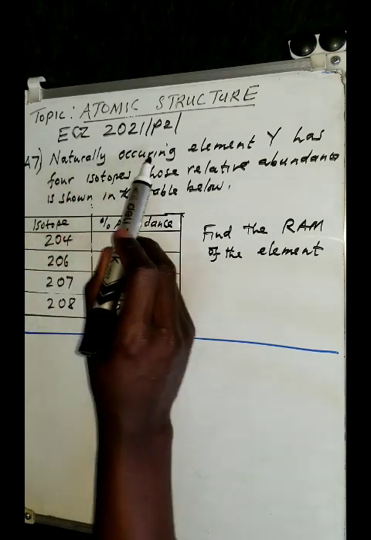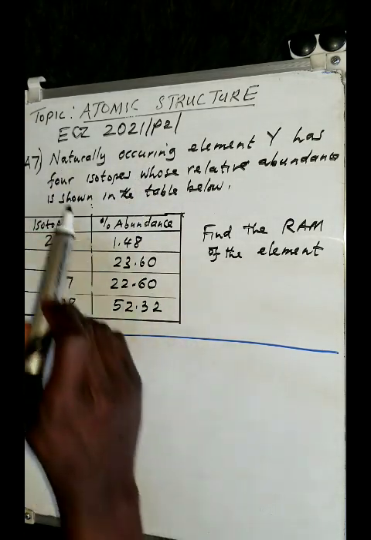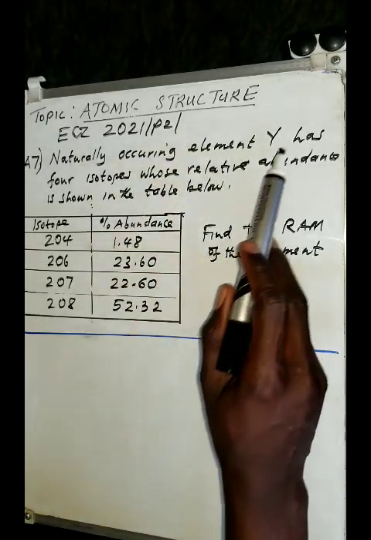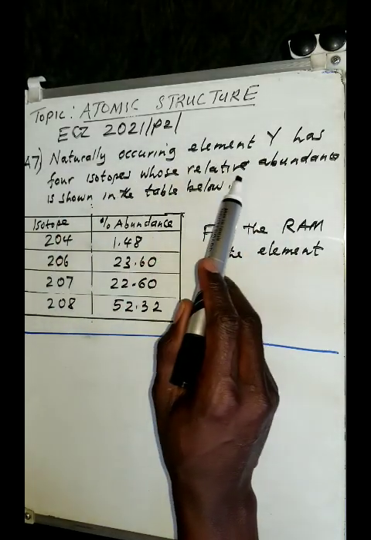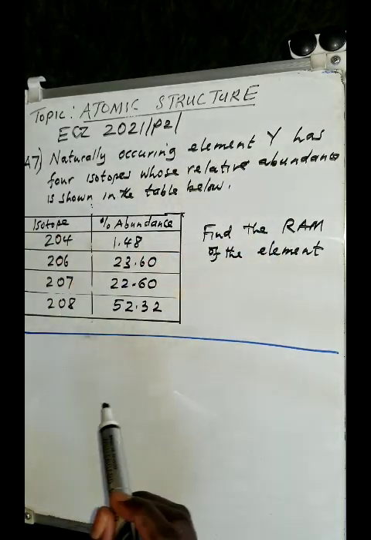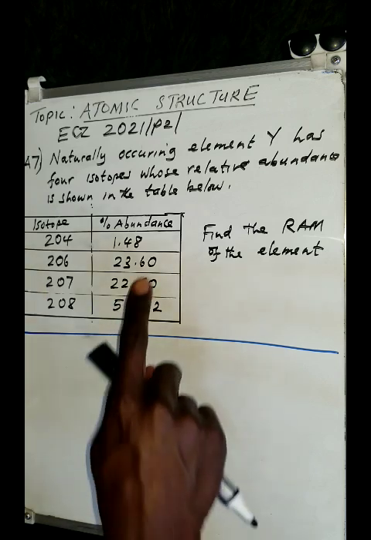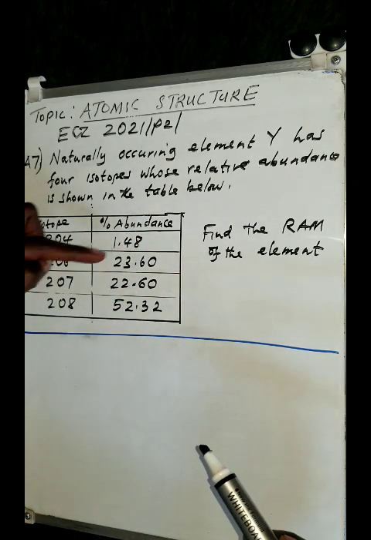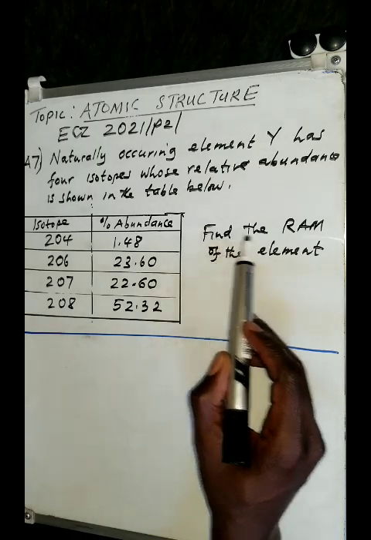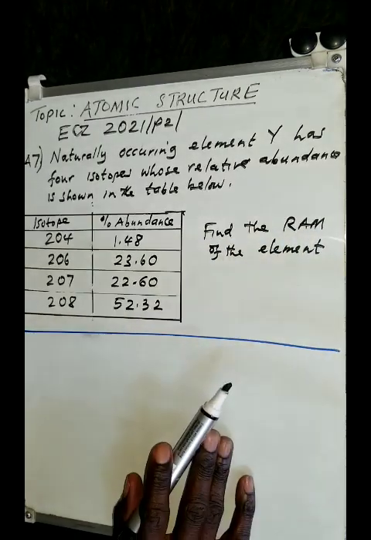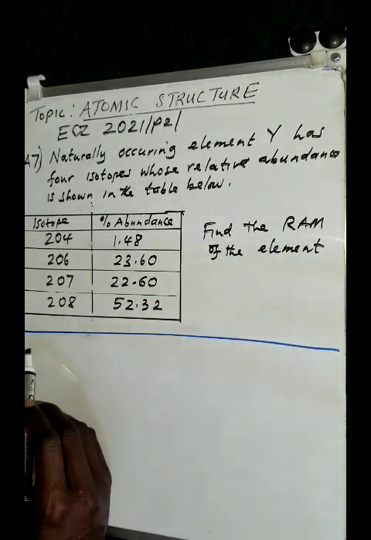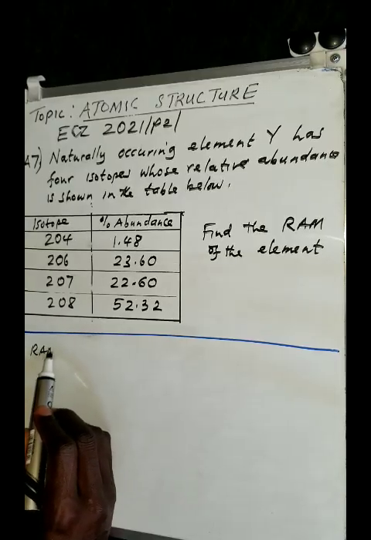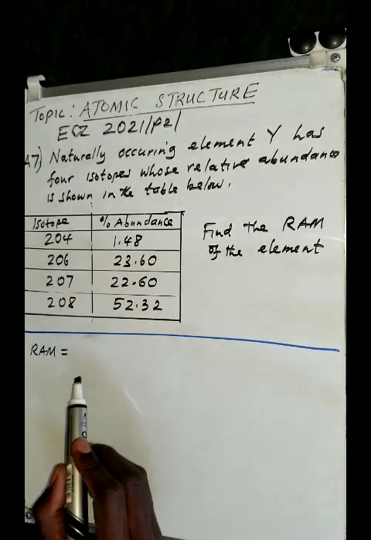So it says naturally occurring, this was a multiple choice, naturally occurring element Y has 4 isotopes whose relative abundance is shown in the table. So the isotope and the percentage abundance, these are the ones that we are given. So these are in percentages. Then it says find the RAM of the element. So this element Y. So remember, we don't need to go very far when finding the RAM. This was a multiple choice.